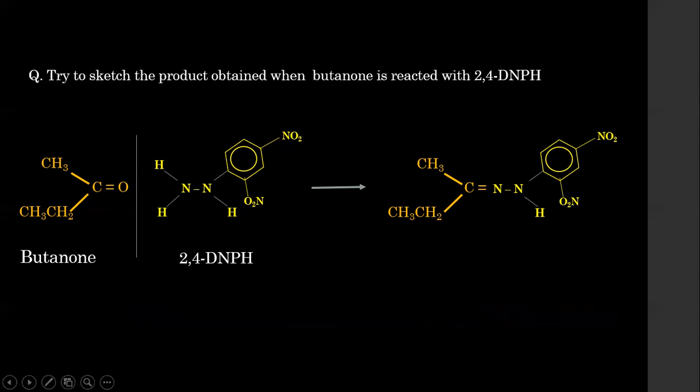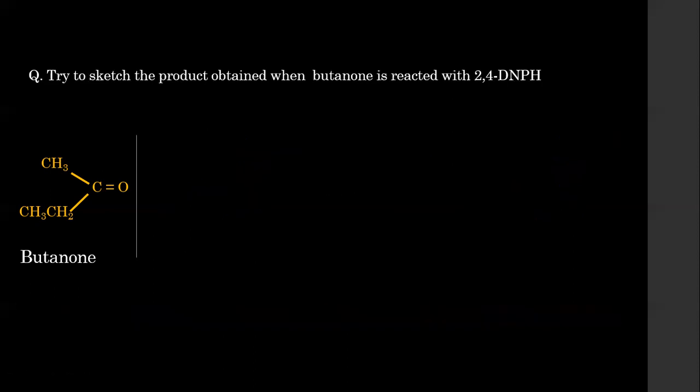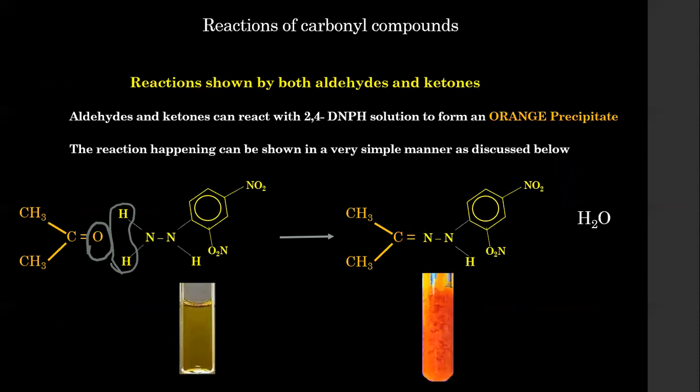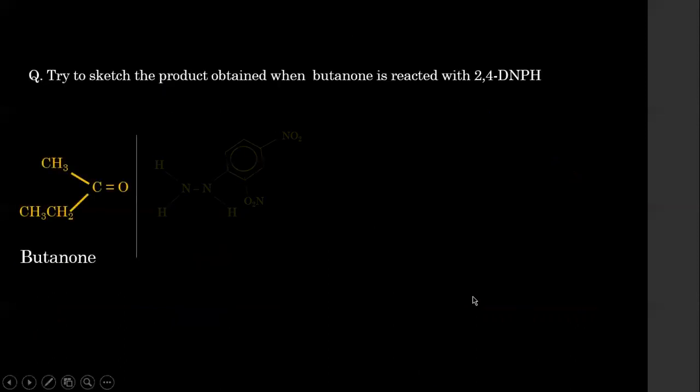If somebody asks, how is it going to be? I can go back a little bit and show you. See, when you add an aldehyde or a ketone to 2,4-DNPH, you get a red-orange precipitate. That's how we identify an aldehyde or ketone by using 2,4-DNPH. I think that's it for today's session.